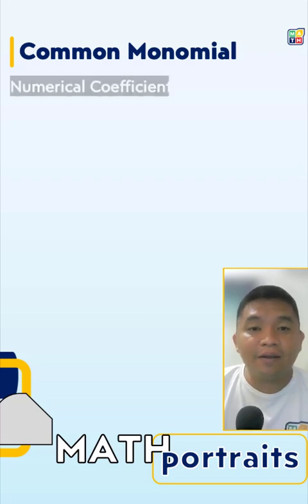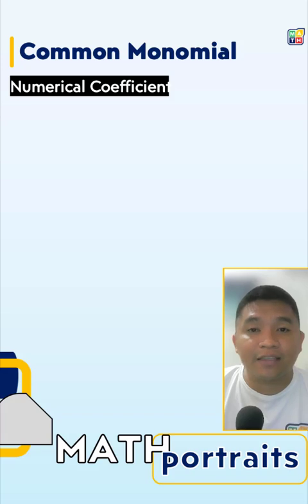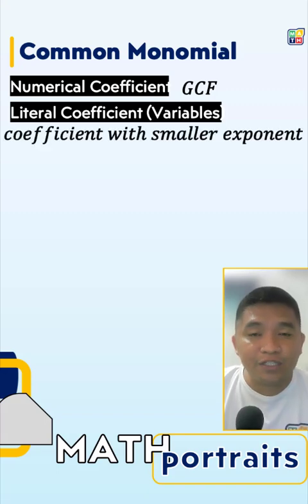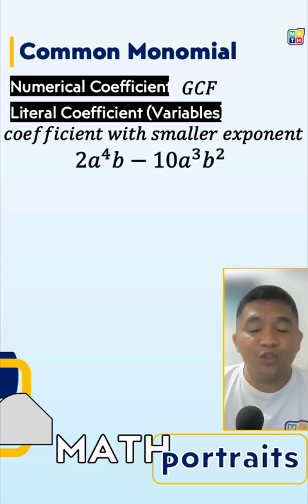Let's talk about the numerical coefficient and literal coefficients when doing common monomial factoring. For the numerical coefficients, simply apply the GCF of the numbers. For the literal coefficients or variables, still GCF, but for simpler sense, we're just going to pick the coefficient with smaller or lower exponent. Let's try to consider this given expression: 2a to the power of 4b minus 10a cubed b squared.